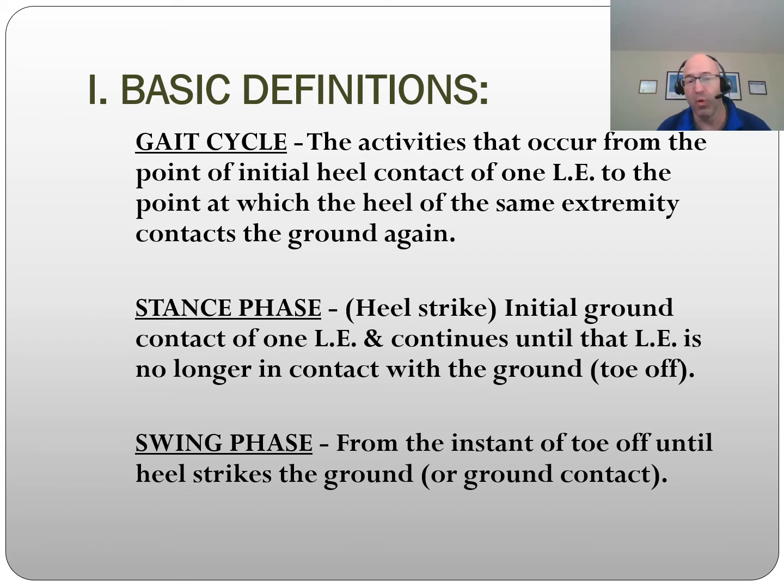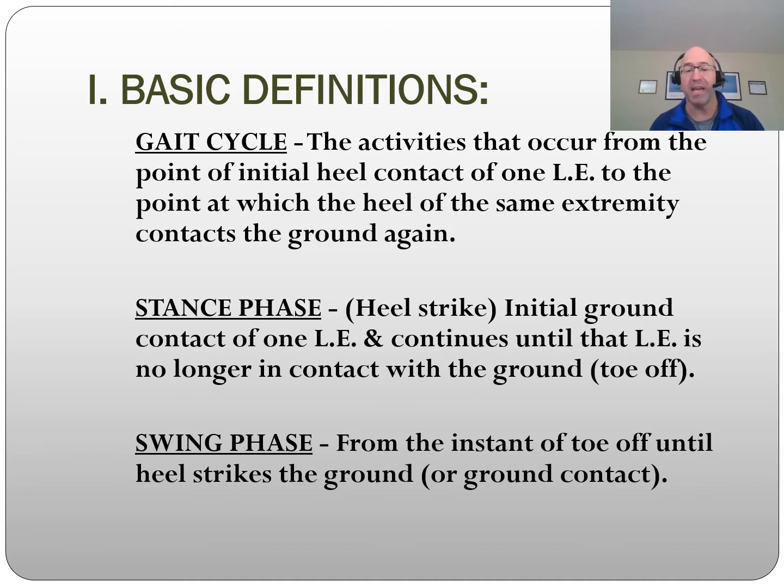A full gait cycle is all the activities that occur from the point of initial contact of your heel on one lower extremity. So let's say it's your left. That left heel hits the ground. A gait cycle is going to go from when that left heel hits the ground to the point at which that same heel hits the ground again. So left heel, then we take a right step forward, the left foot comes forward again, and when that left heel hits the ground for the second time, that's the completion of a full gait cycle.